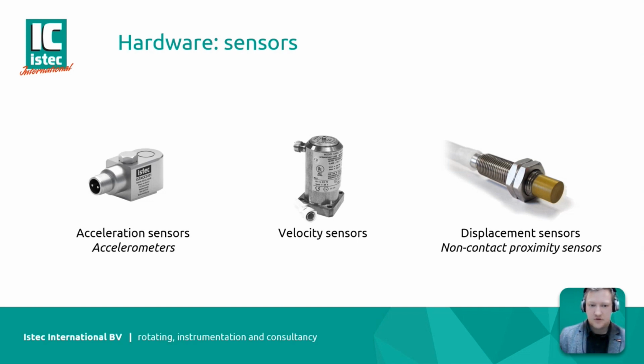Different compared to the accelerometer and the velocity sensor, a displacement sensor consists of three parts: the probe, the extension cable, and a driver. Together they create a tuned oscillation frequency, which is disturbed by the metal surface of the target. These three are matched, so they can only be replaced by identical components. Otherwise, the calibration of the whole loop becomes invalid. That's quite a big difference compared to the accelerometer and the velocity sensor.